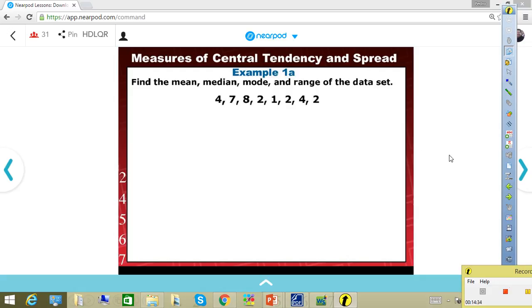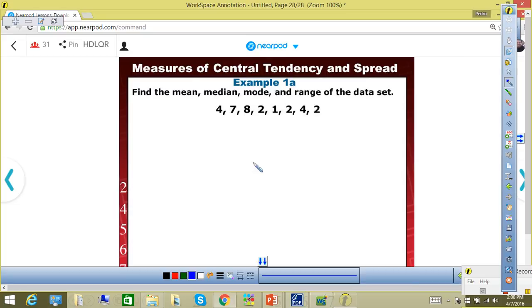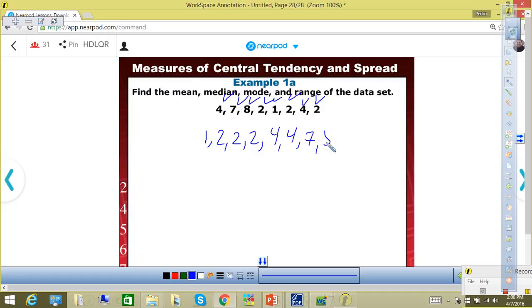All right, let's do this one together. Step 1 is to organize it from least to greatest. Is that correct? Yes. Which is the least one? 1, comma, check that off. How many 2s? 3, so 2, 2, 2. How many 4s? 1, 2. And then we got 7 and 8. So now we organize it already from least to greatest.